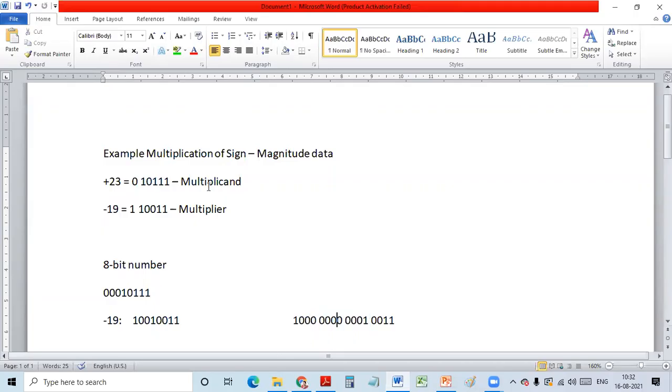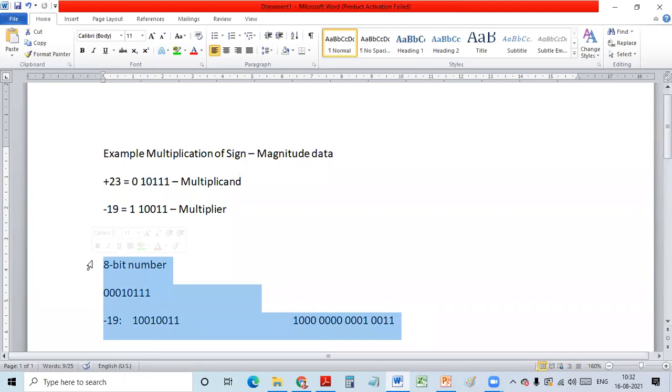Whenever we come to 2's complement multiplication, then I will explain how to perform the same operation in case of 2's complement data. That is what is called sign extension. Is this clear?